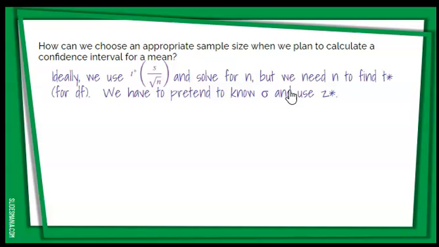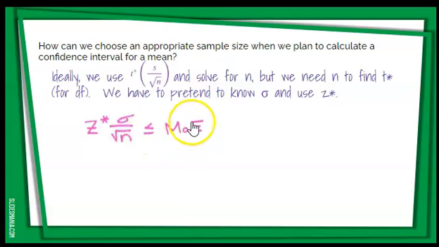So the only thing we can do then is we pretend that we know sigma, and if we know sigma, then we can use Z star. So we have to use this to find a sample size when we're using means. And they have to give you the sigma value in the problem in order for this to work. You would not have to generate that. They would have to tell you what that is.